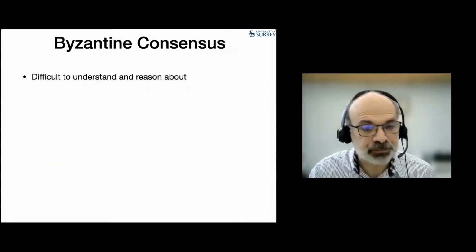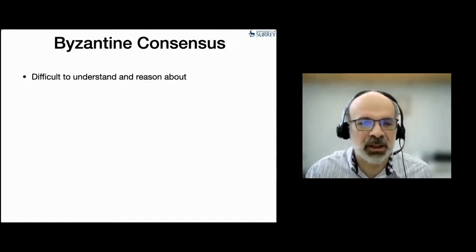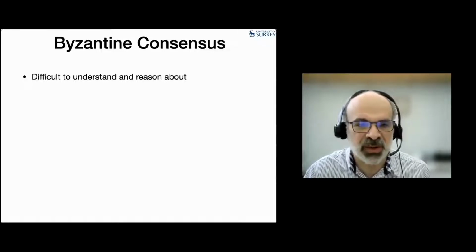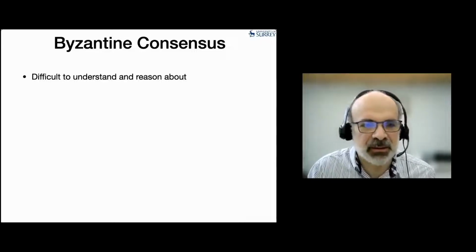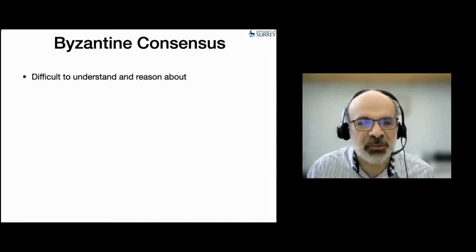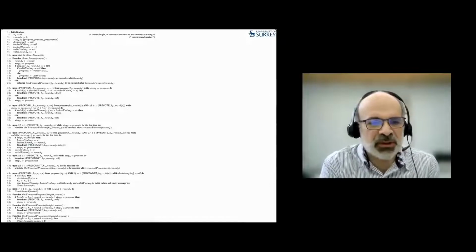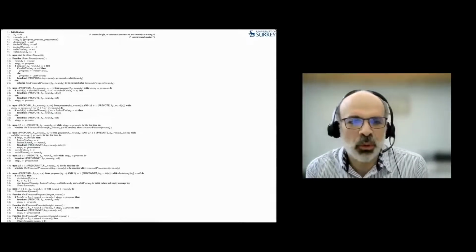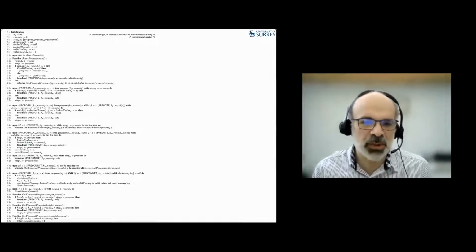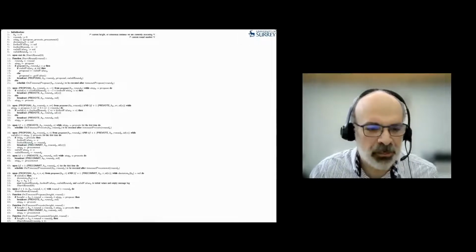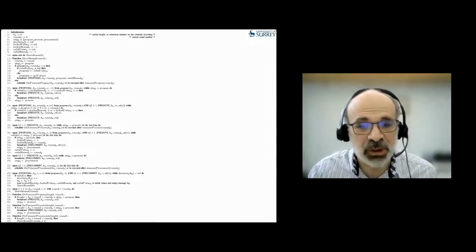However, there's still a lot that remains unclear about this type of system. One thing is that Byzantine Consensus is difficult to understand and reason about. Here's an example, just so you believe me. This is the pseudocode of the Tendermint consensus, actually taken from the Tendermint white paper that was published some time ago. You can see that this is really, really complex.